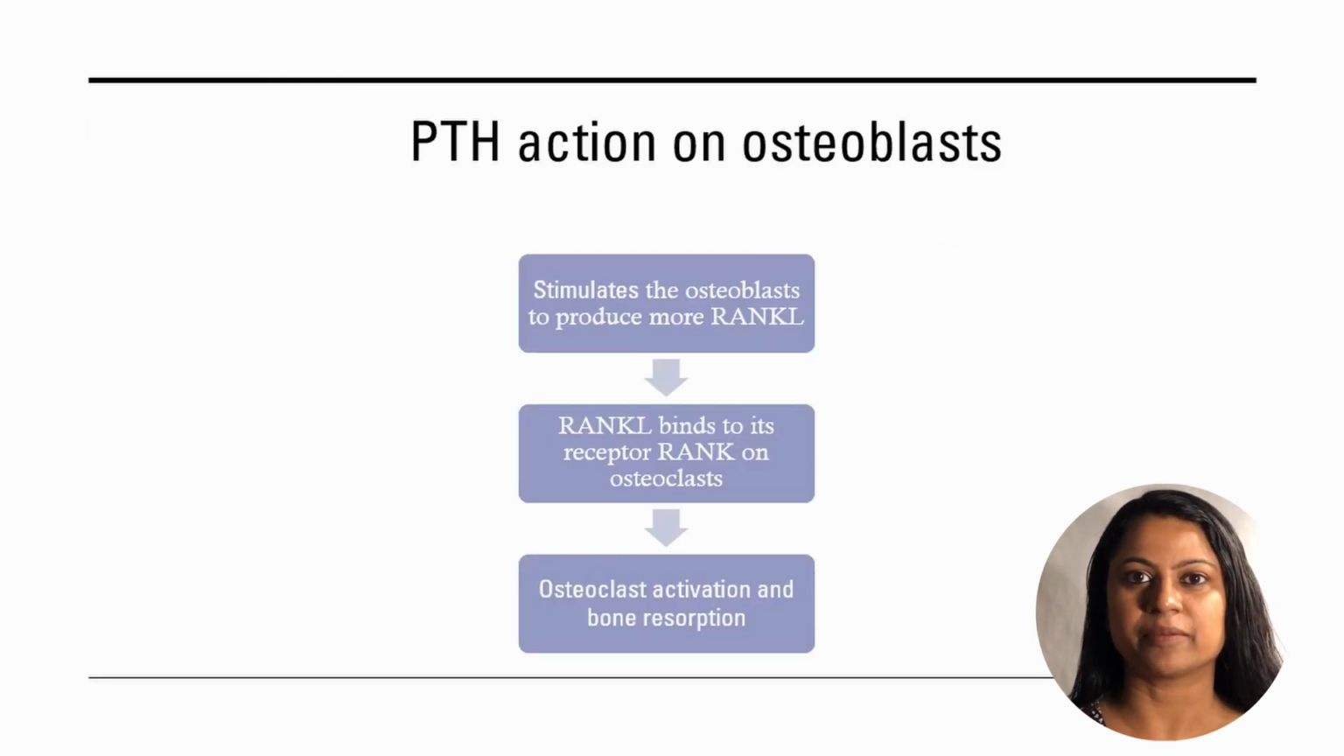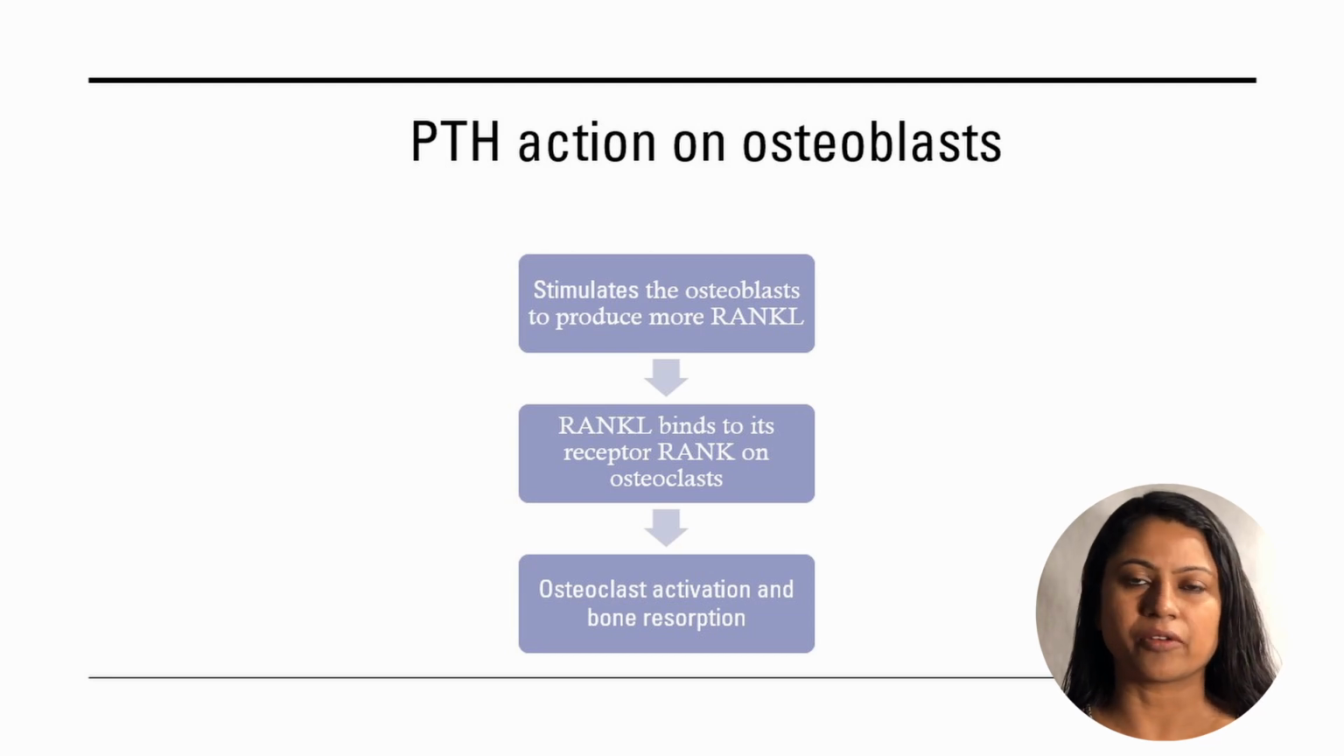PTH increases the serum calcium by acting directly on the osteoblast and indirectly on the osteoclast. Rank ligand is a member of the tumor necrosis factor cytokine superfamily, and it is a very important factor that is involved in calcium metabolism. PTH increases the production of rank ligand, or rank L, by the osteoblast.